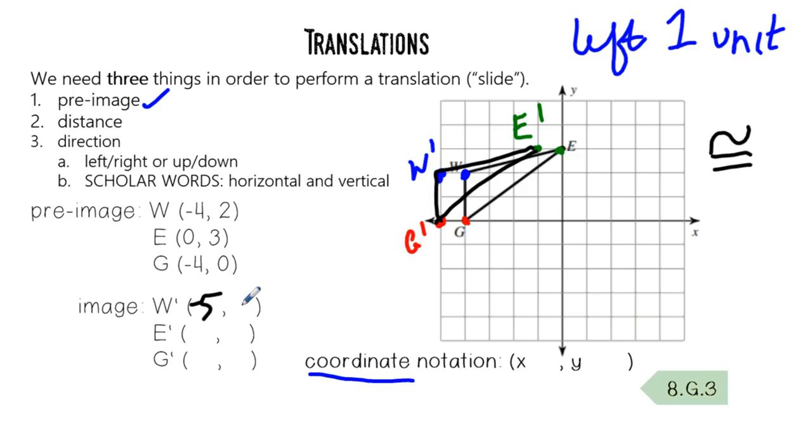Negative 5, comma 2. Please start looking at W and W prime. What do you notice that's the same? What do you notice that's different? Keeping in mind this idea of 1 unit. All right, let's go ahead and do G.